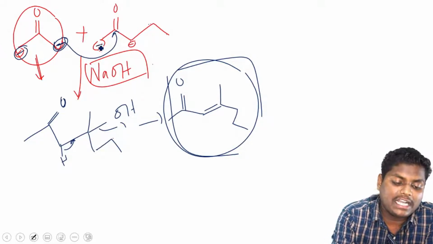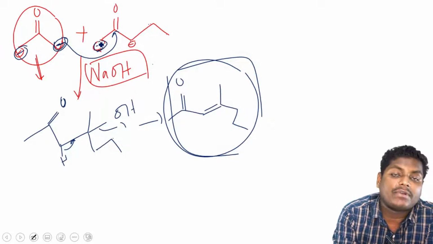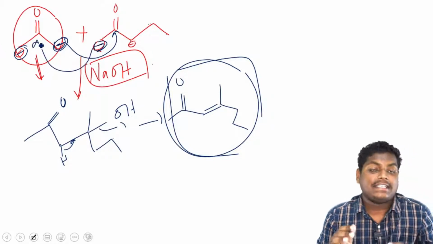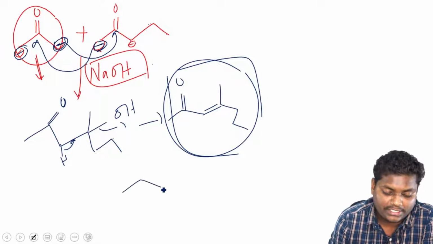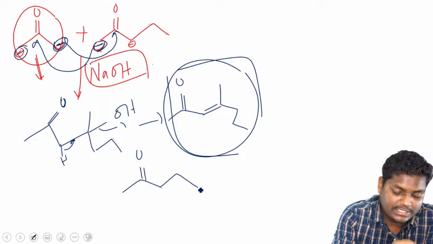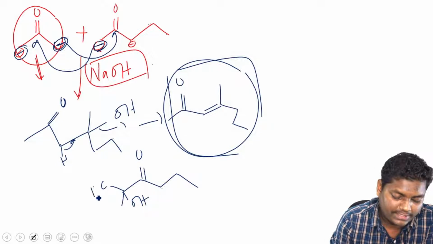If we take this carbanion, due to the presence of base, if this proton is abstracted, this carbanion will be formed. And if this attacks, what we can see is the product that we will get: this group is attacking over here, so it will be OH and two methyl groups are here.